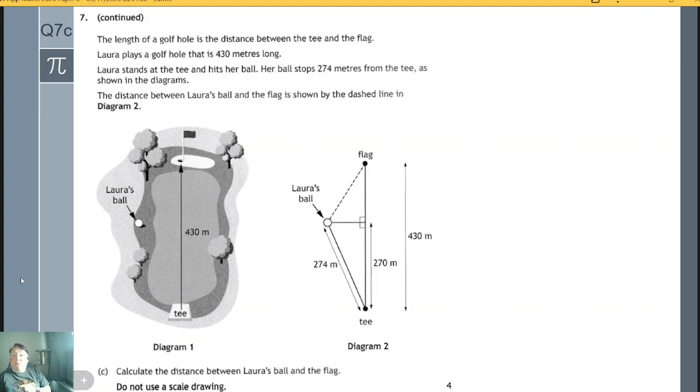7C, we are nearly finished. There are only 7 questions, but 7 has quite a few bits to it. Right, the length of a golf hole is the distance between the tee and the flag. So that's the 430 meters here. And we're told that Laura stands at the tee and hits her ball. It stops 274 meters from the tee as shown in the diagrams. We're also given this 270 meters here, which is not mentioned in the wording. The distance between Laura's ball and the flag is the dashed line. Calculate that distance. Do not use a scale drawing.